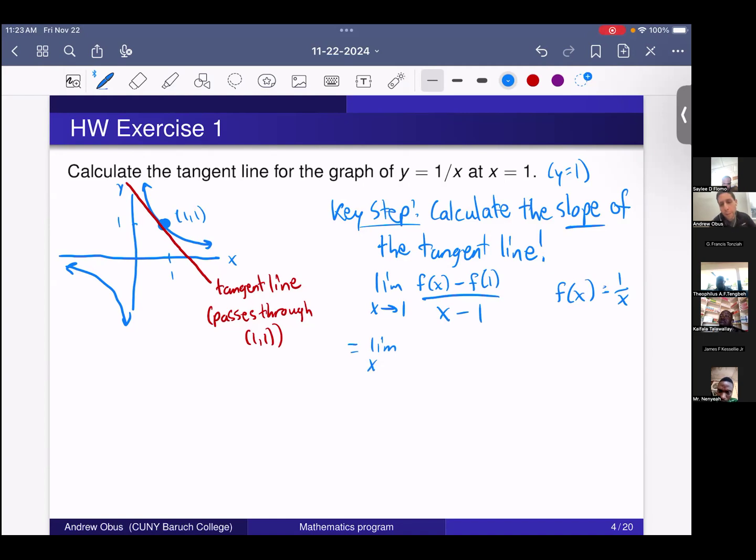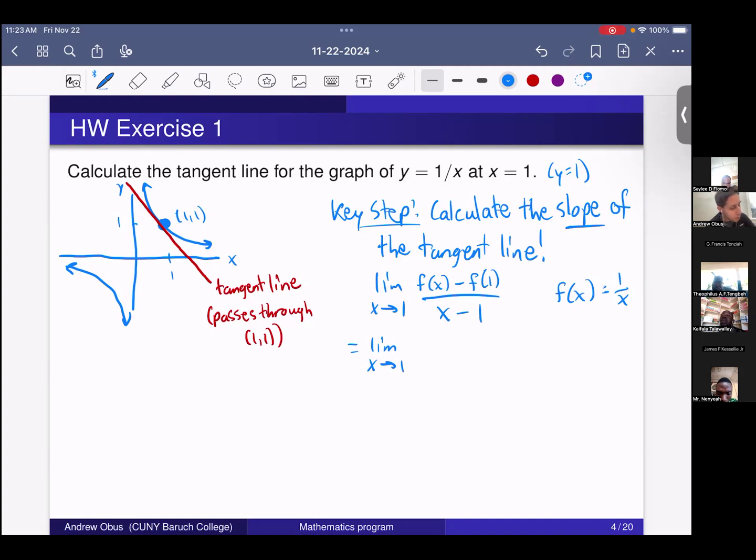So what is this? Some people did this problem on the homework and used the power rule. That's okay, but I haven't taught the power rule yet. I'm going to teach it today. But let's show how we can do this using just limits, even if we don't know any rules. So you're not expected to know the power rule.